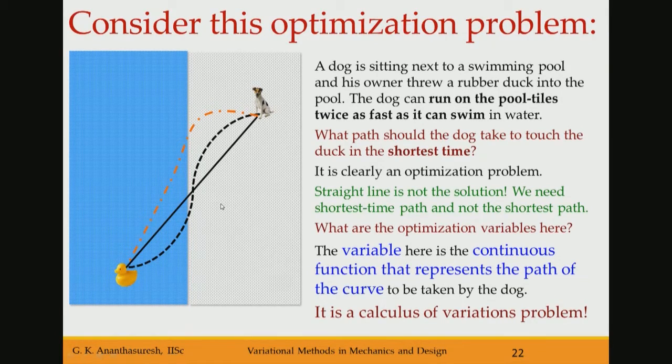So, such a problem is different from a finite variable optimization problem. Here we do not have x1, x2, x3, x4 and xn. We want to find a particular path. If the dog takes that path, it will reach the rubber duck in the quickest time, in the least time. The variable in such a problem is a continuous function that represents this curve. That is the essential difference between finite variable optimization and calculus of variations.